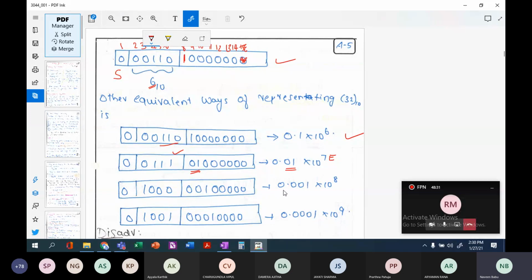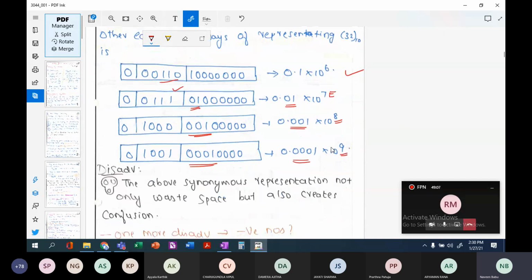Similarly, there are more formats. If you want, you can represent the same number as 0.001 into 2 power 8. So the exponent part 8 is represented as 1000 and the significand part is represented as 001 here. And one more example finally: same example, you can add more zeros here and the exponent gets increased by 1. So 9 can be represented as 1001 and then the significand part can be represented as 0001, etc.